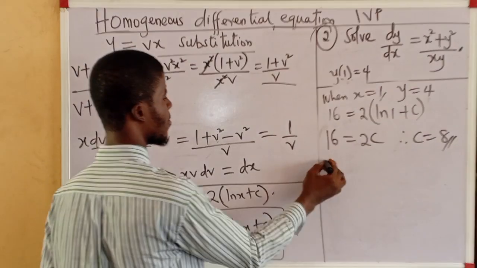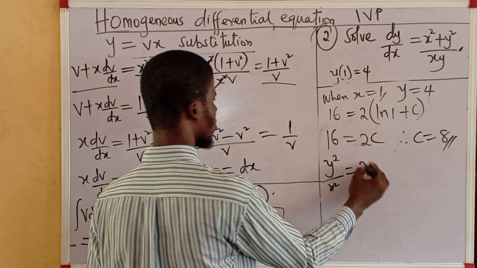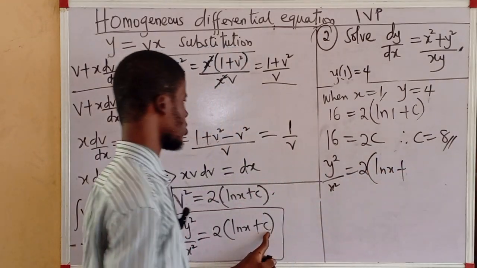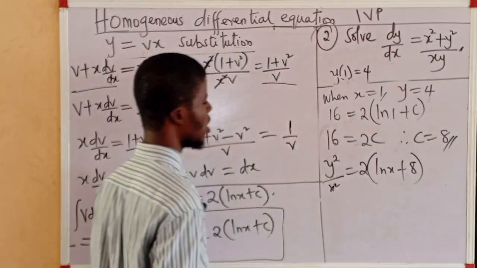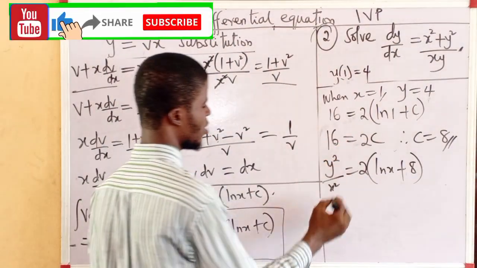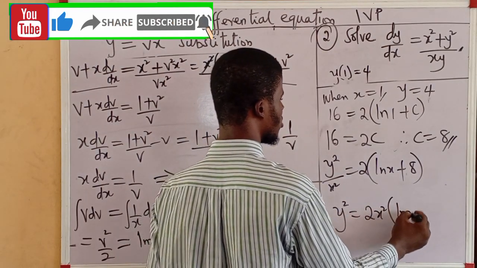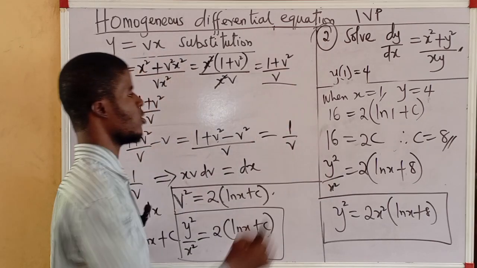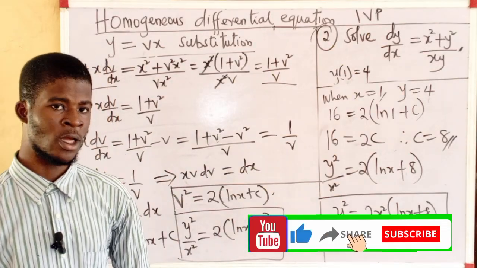y squared over x squared is equal to what? 2 into ln x plus, what is C now? 8. So we can actually cross multiply to obtain y squared equal to 2x squared into ln x plus 8. So this is the particular solution to this homogeneous differential equation of the first order.